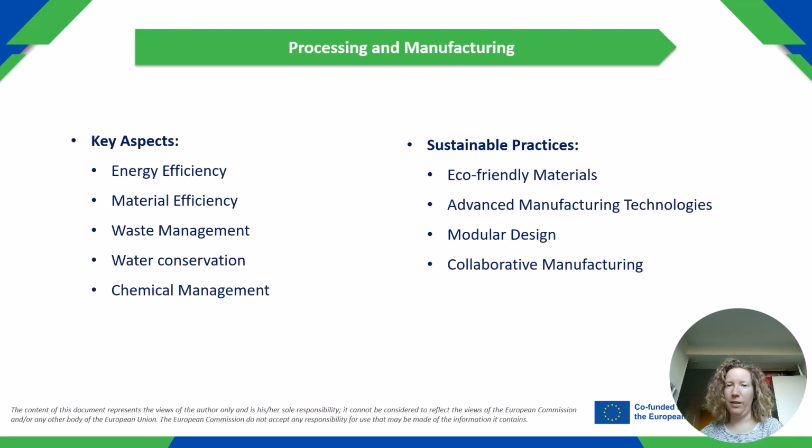Processing and manufacturing. They are critical stages in the life cycle of furniture, where raw materials are transformed into finished products. For circular furniture designers, these stages offer numerous opportunities to enhance sustainability and reduce environmental impacts. Here's a detailed exploration of key considerations and practices.